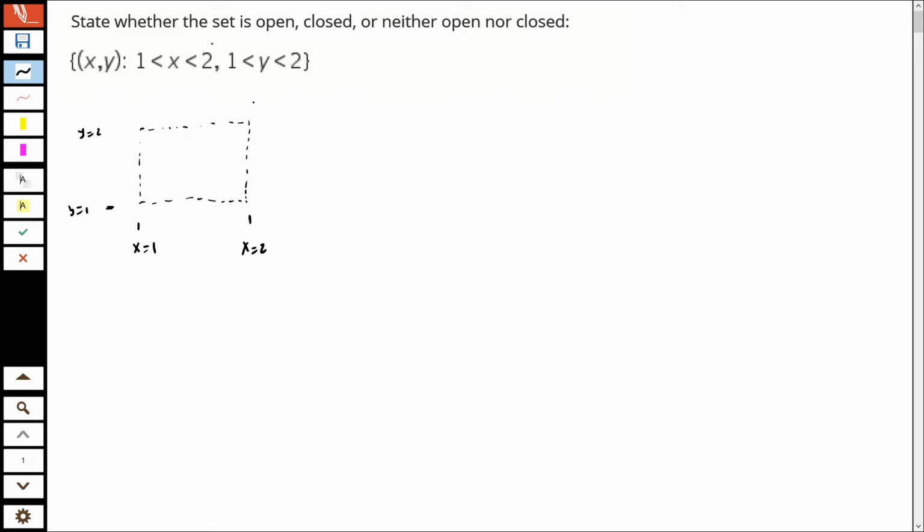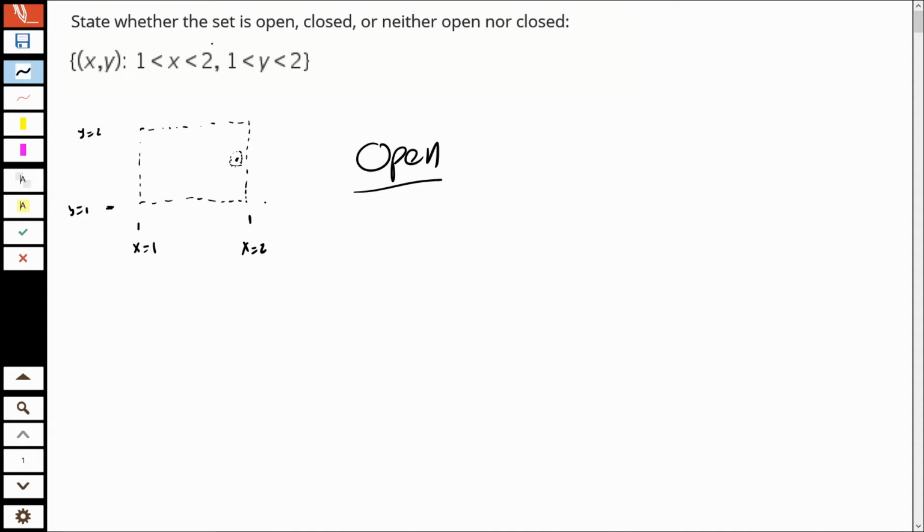So this indicates that this is an open set. More technically, if I pick a point, because I can't pick a point on the boundary, I can zoom in close enough and draw a circle around it that is fully contained in this set. I can do that for any point in my set, because there's no boundary. So this is open.